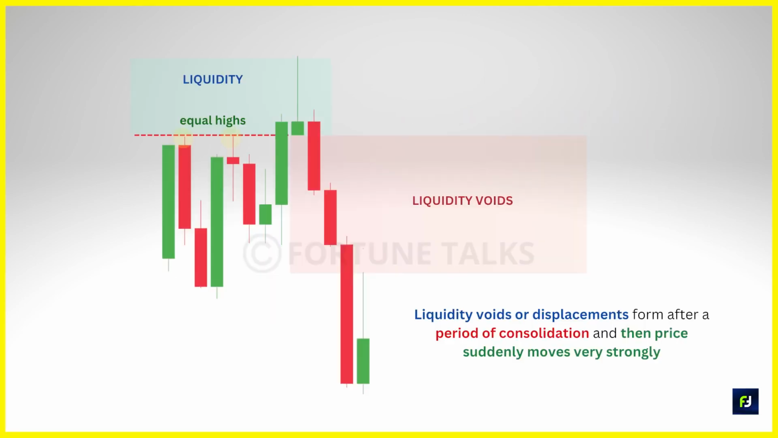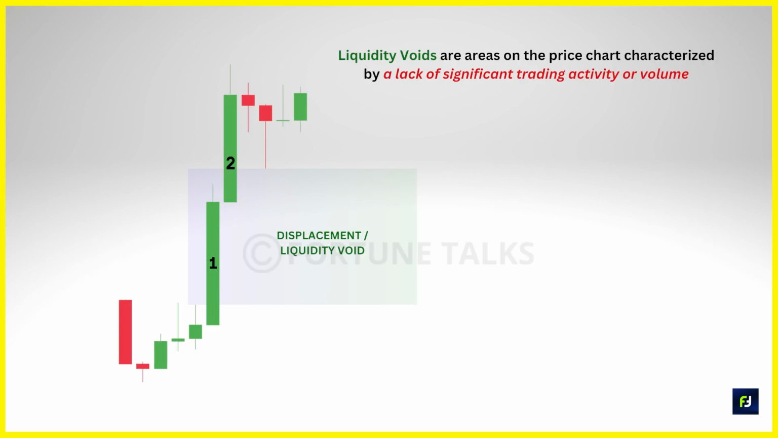Usually, these liquidity voids or displacement moves form after a period of consolidation, and then the price suddenly moves up or down very strongly, printing one or more large-bodied candles. This means liquidity voids are areas on the price chart which are characterized by a lack of significant trading activity or volume. They typically occur after a rapid price movement, leaving behind a region in the chart where the trading was thin or almost non-existent.